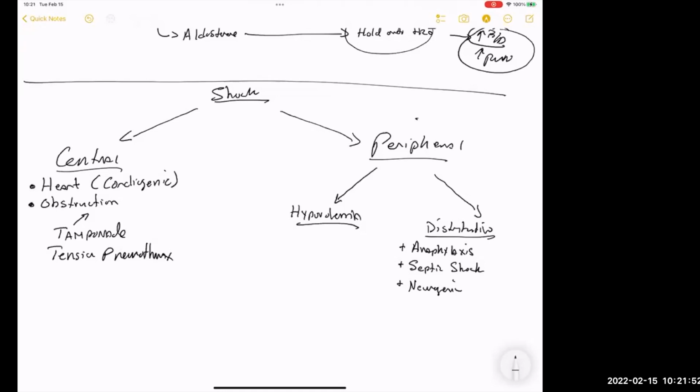And so these are the major types of shock: central and peripheral. Remember, central is due to failure of the heart or obstruction, and peripheral is hypovolemic and distributive, right? So that's just a way of conceptualizing shock. All right, is everybody okay there on shock and what it is and how it is related but different from hypoperfusion?